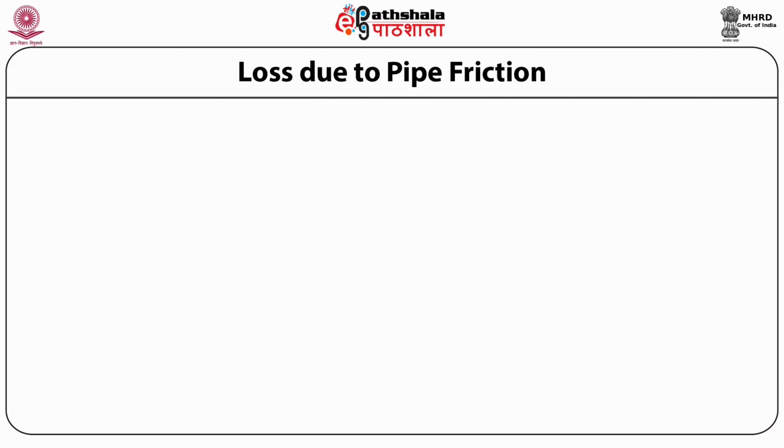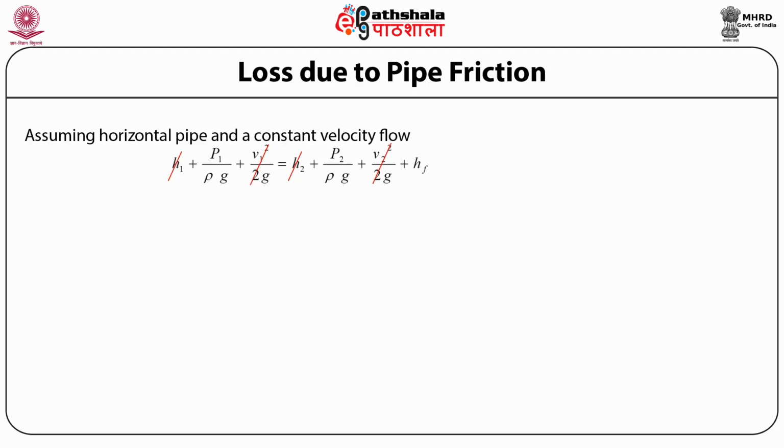In the previous slide, I gave a general overview of the different kinds of losses. One of the major losses is your frictional losses. Let us discuss the loss due to pipe friction, which is a very major loss in the pipe flow. Assuming horizontal pipe and a constant velocity flow, we can write the Bernoulli's equation in this way: H1 plus P1 by rho g plus V1 square by 2g is equal to H2 plus P2 by rho g plus V2 square by 2g plus HF.